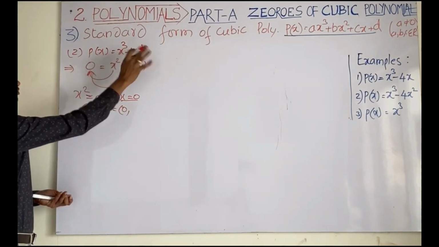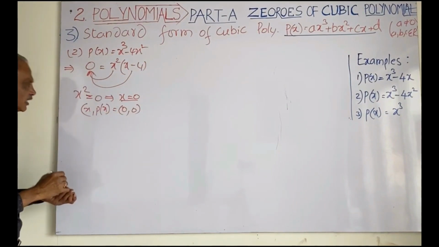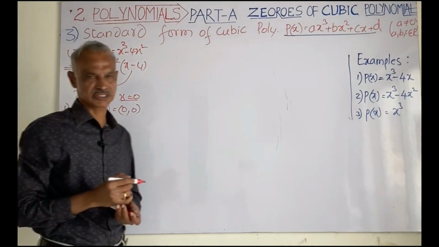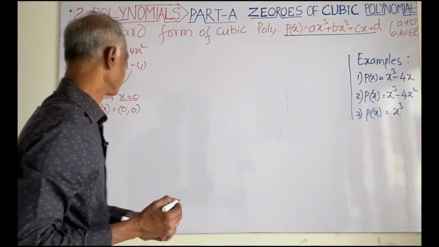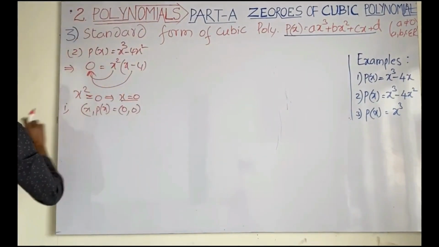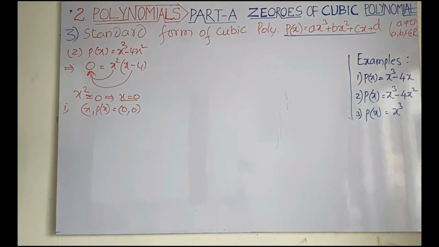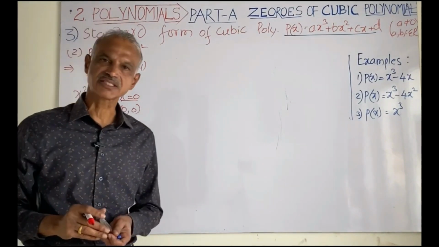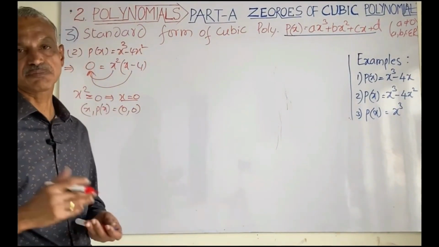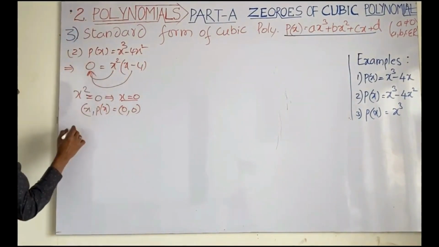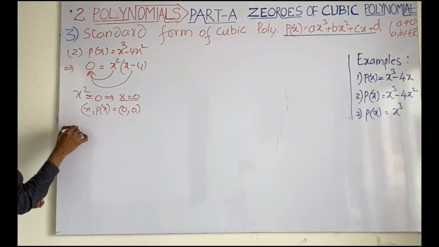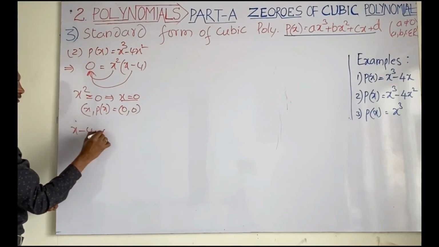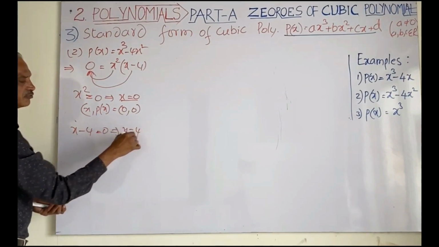Zero cube minus 4 into 0, you will get 0. Next, I will take this one of the points you got. Now next I will take x minus 4 is equal to 0, which implies x is equal to 4.